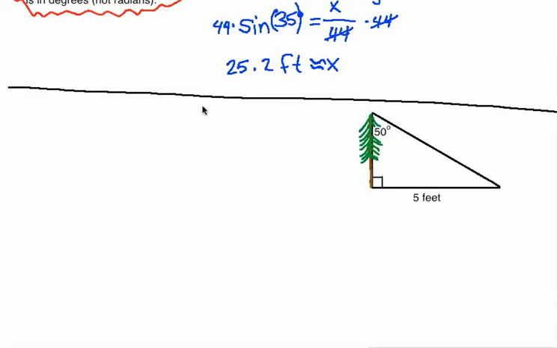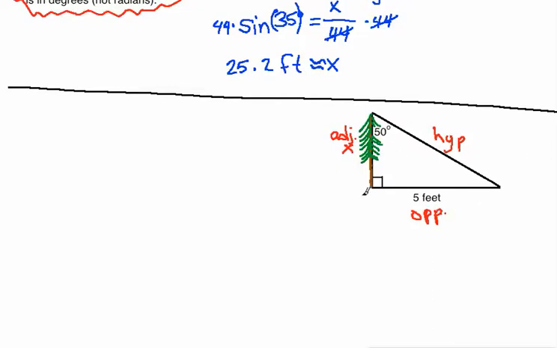Alright, so in this problem, let's say we're trying to find the height of a tree, and we know that it has a shadow that is 5 feet long, and this angle up here is 50 degrees. If we want to know the height of the tree, we're going to be wanting to find this side right over here. The first step is to take the angle you know and to mark the sides as hypotenuse, so that would be this one, adjacent, so that would be this one, and opposite, which would be that one.